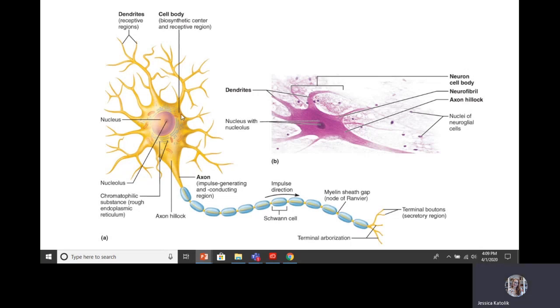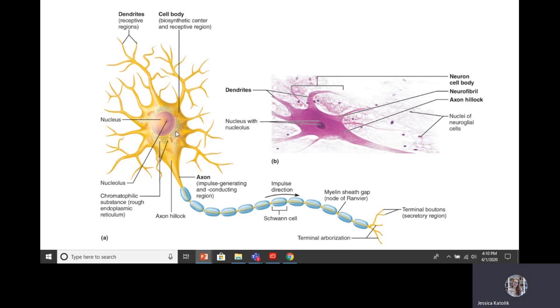The cell body can also be called the soma. Both words are okay, and I would accept both on the exam, so cell body or soma. So within the cell body, we can see structures such as the nucleus. Each neuron is only going to have one nucleus, and it's also going to have organelles that are important for protein synthesis.